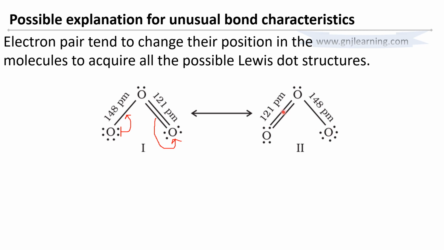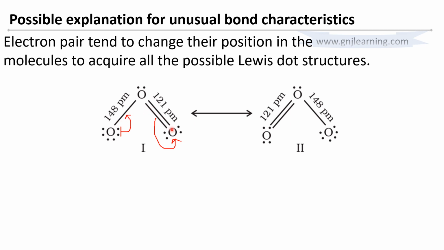Why is it moving? Because according to Lewis, the molecule is trying to acquire all possible Lewis dot structures. So these are the two possible Lewis dot structures. Remember that even though there are many possible structures, these are the structures of minimum energy. Possible Lewis structures of minimum energy. So the molecule will try to acquire this structure. So this single bond will become a double bond. This will become a single bond.